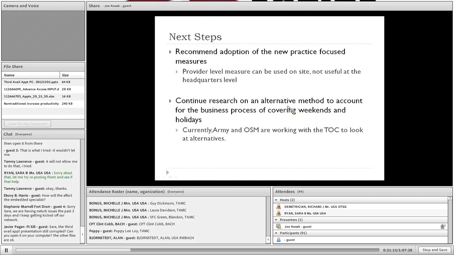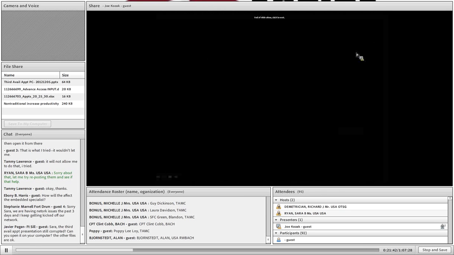And we're continuing research on alternative methods to account for business practices covering weekends. One of the things we're looking at is doing an extract of the TOC template analysis tool file, which would allow us to see what clinics actually had future schedules in, and we'd be able to calculate weekends based on that. But that's down the road. That's something we're looking at that will make this a more reflective measurement, and that way we don't have to try and mitigate by lowering the target percentage.